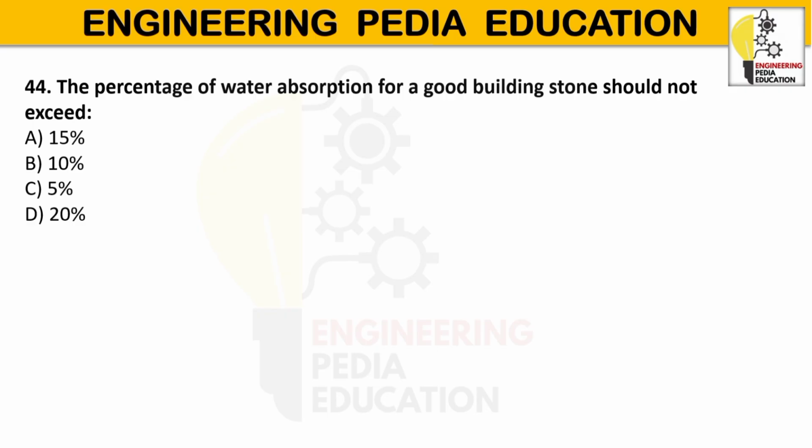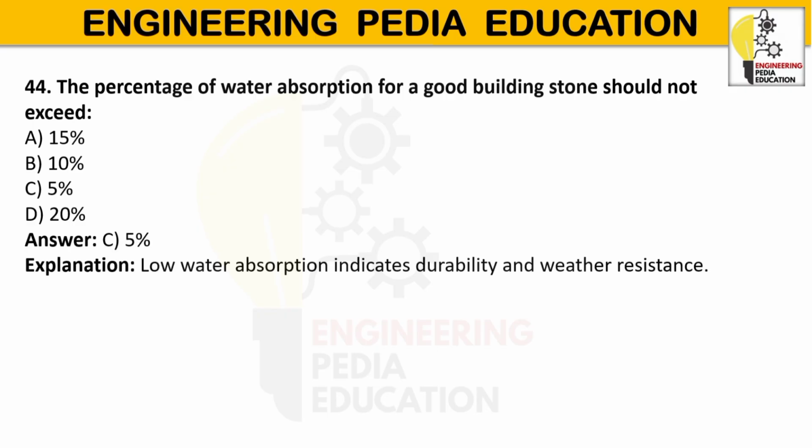What percentage of water absorption for a good building stone should not be exceeded: 15%, 10%, 5%, 20%. So the correct answer is 5%. Low water absorption indicates durability and weather resistance. A good building stone should have water absorption less than 5% of its dry weight after 24 hours of immersion in water.